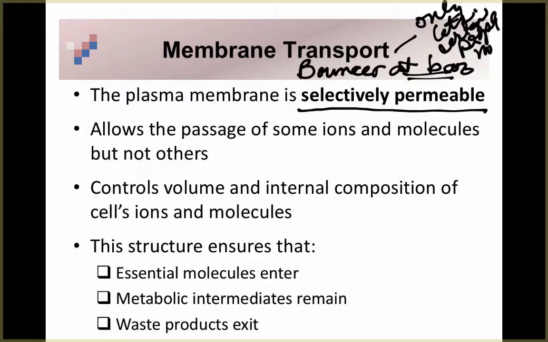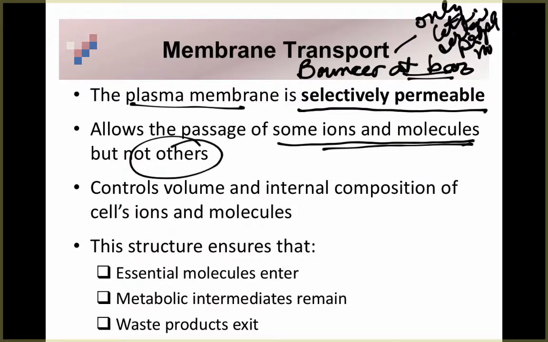Right? So because the plasma membrane has hydrophobic parts and hydrophilic parts, it's going to interact. So it'll allow the passage of some ions and molecules, but not others, right? And this is important because this is what allows it to control the volume and the internal composition of the cell. And it does this by only allowing certain ions or molecules into the cell.